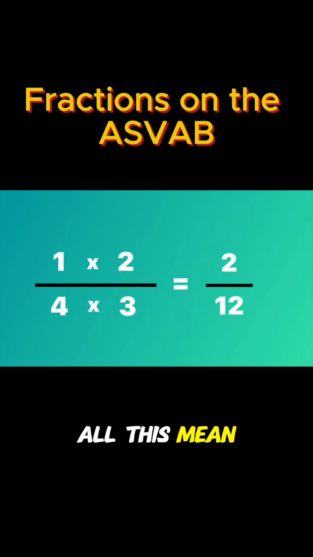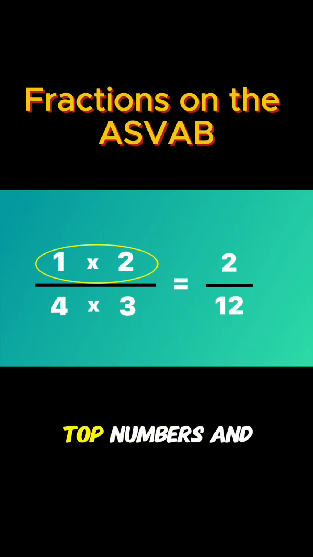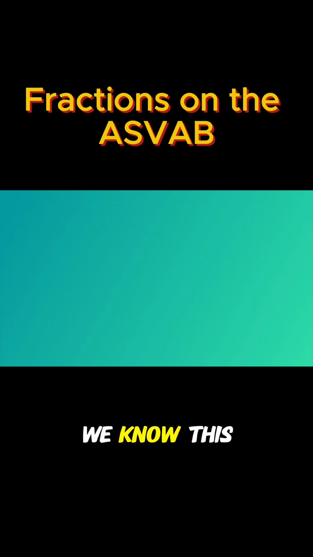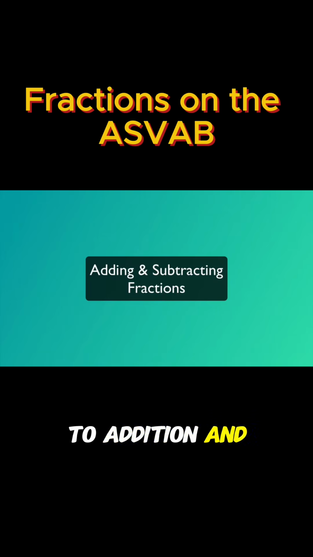So what does all this mean? Well, it means that to multiply fractions, all you do is multiply the top numbers and multiply the bottom numbers. And there's your answer. Super easy, right? Now that we know this, let's move on to addition and subtraction.